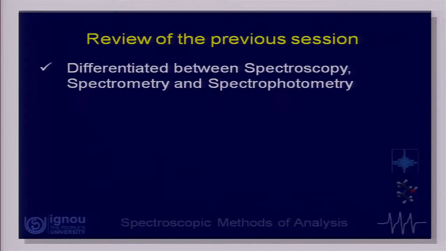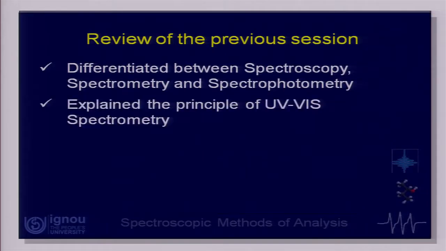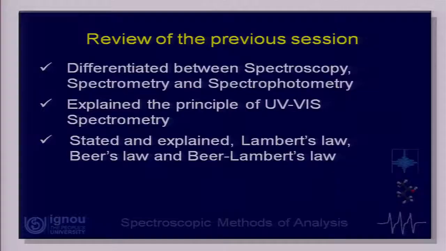Okay, let's move further and see what we did in the previous session. We basically started by differentiating between three very closely related and very important terms in spectrometry: spectroscopy, spectrometry and spectrophotometry, because these terms are really very important to be understood. Having done that, we talked about the basic principle of UV visible spectrometry, and in this context we came to the Lambert law, Beer law and Beer-Lambert law, and towards the end we talked about some applications of the Beer-Lambert law. That is what we did in the previous session. Okay, let's move to today's session.